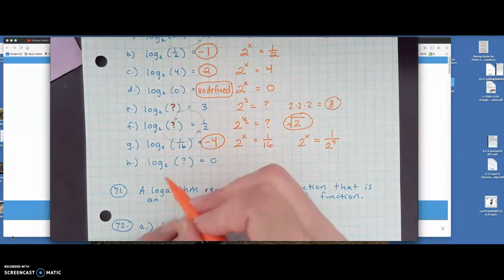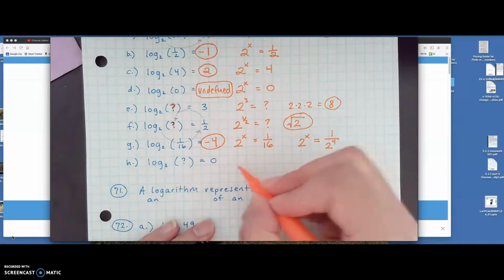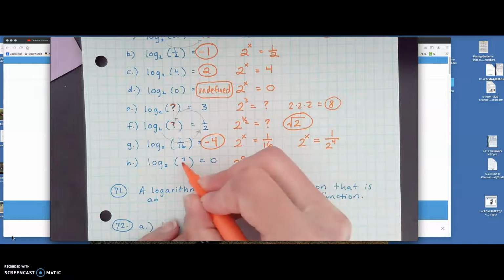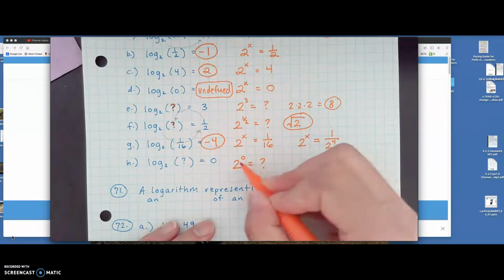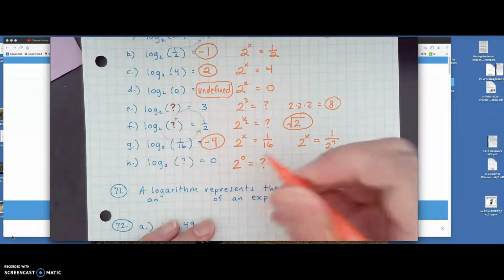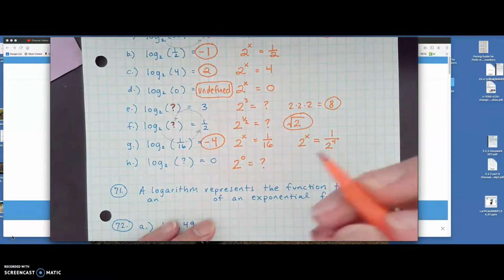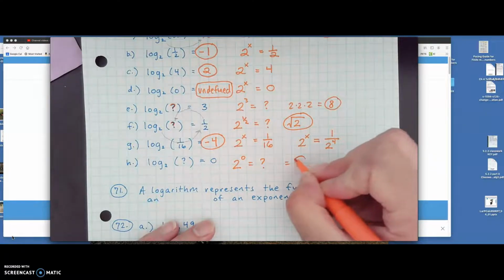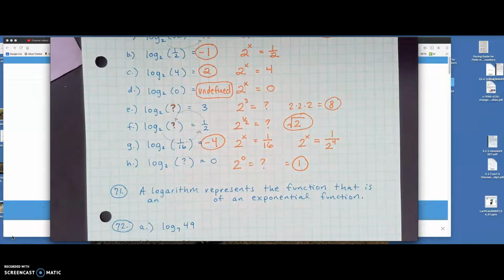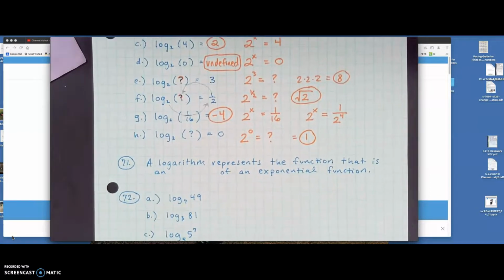Okay, so then this one is 2 to the 0, and then equals the question mark. But like we said before, anything to the 0 power is 1, so our answer is just going to equal 1. Okay, so we'll do a couple more practice ones, and then we'll be done with the video.